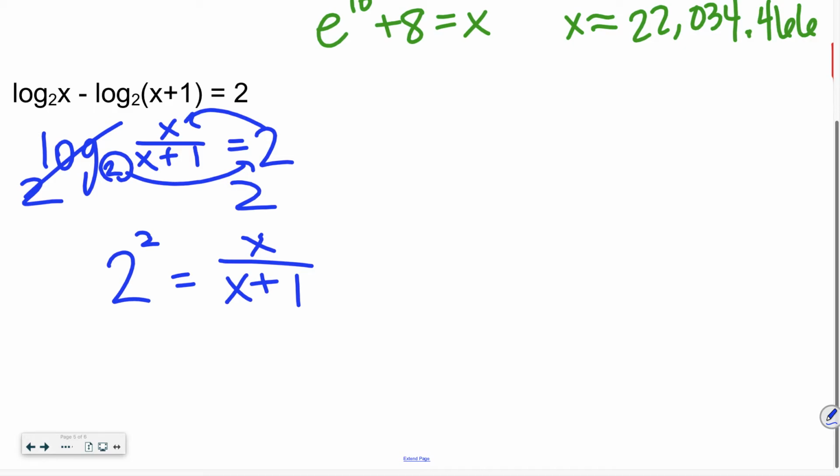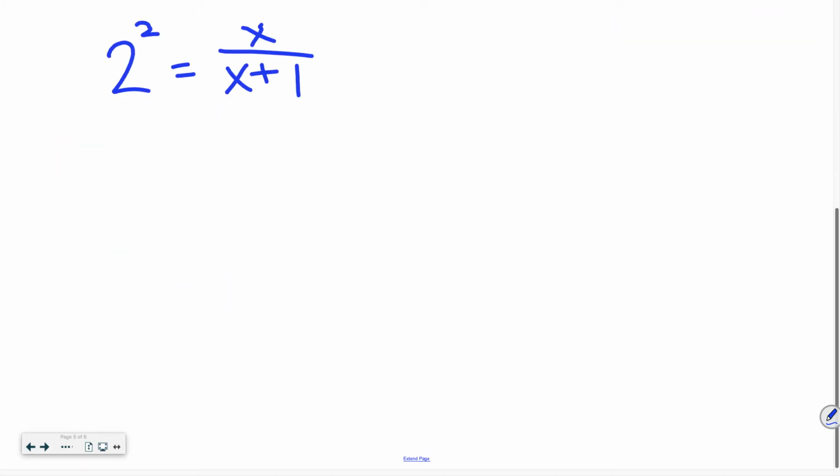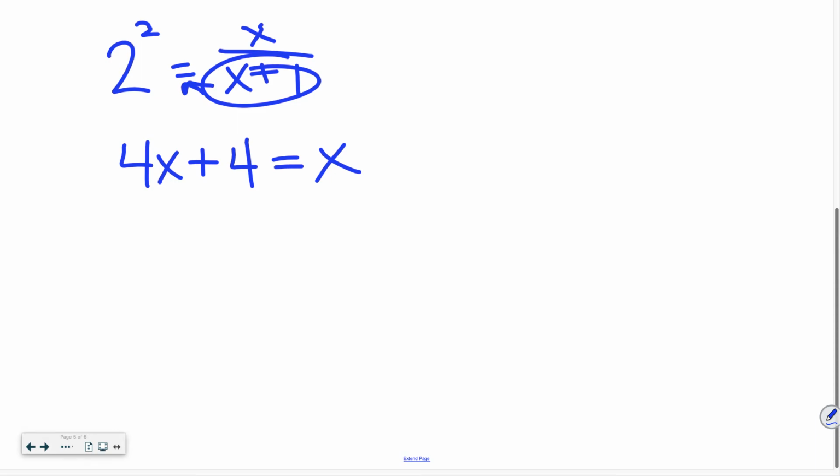Okay? So now we have 4 equals x over x plus 1. What do we do? Okay. Do we like having a fraction? Not particularly. So we can take this and we can multiply it over. So this is a 4. So it becomes 4x plus 4 equals x.